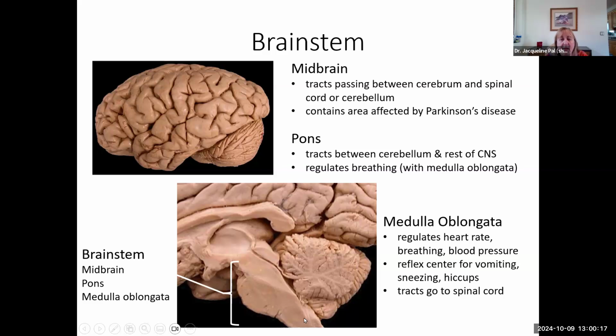And then the medulla oblongata not only is regulating breathing with the pons, but also is crucial for regulating your heart rate and your blood pressure. And then also does very interesting things like it is the reflex center for vomiting and sneezing and hiccuping. So if you have repetitive sneezing or hiccuping, that's this part of your brain.